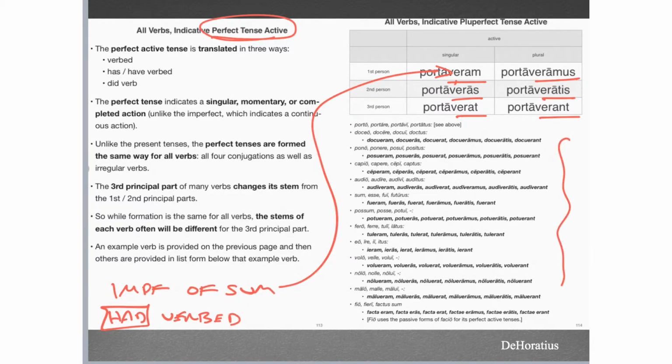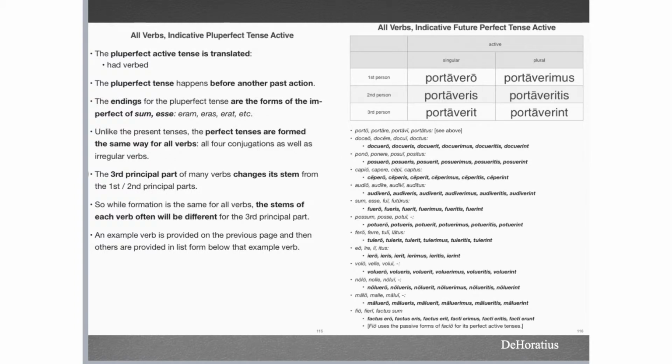And again, all your verbs are done here, but they are going to be completely regular in that all verbs will use the same formation, perfect stem, third principal part minus the I, plus aram, aras, arat, aramas, aratat. All right, and again, here's your info on the pluperfect. So had verbed is the translation.